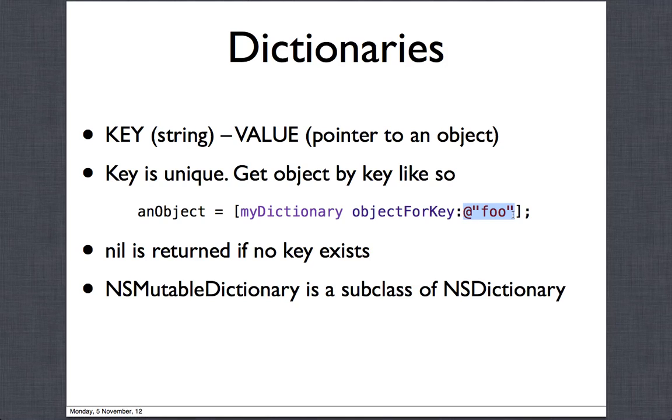Just like with many other NS data structures, there's an NSDictionary and NSMutableDictionary. And the difference is, as usual, the NSDictionary is something you can set up, but you cannot change later. You can still get the objects by keys, but you cannot add or delete keys. And if you want to do it, you need to create an NSMutableDictionary, which is a subclass of NSDictionary.